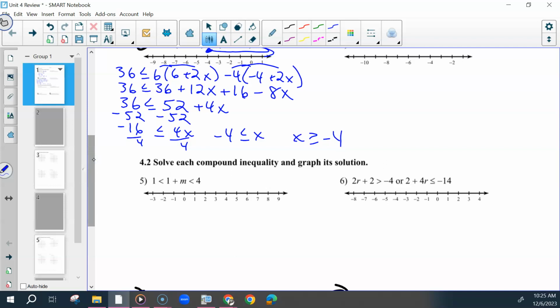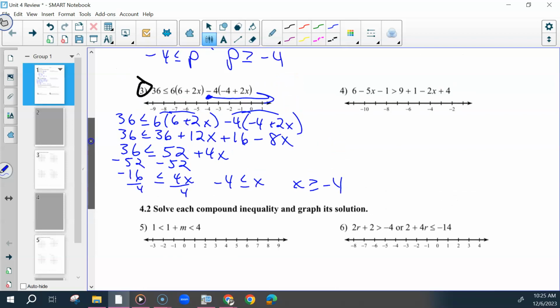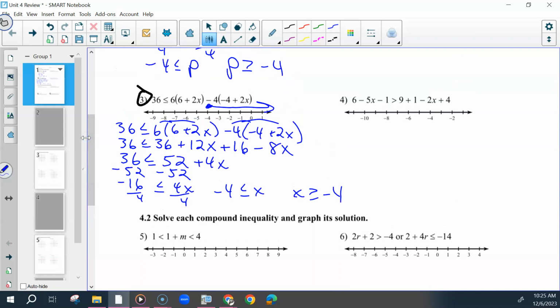And then we have the bottom 2. Is anyone still writing this one? I'll give you a chance to finish that. For the way the arrow goes, how do you know where to point it? If you're not sure, think about numbers that you could put in here, or numbers on your number line. Is 0 greater than or equal to -4, or is -9 greater than or equal to -4? Think about it like that. Whichever one is true, go in that direction.